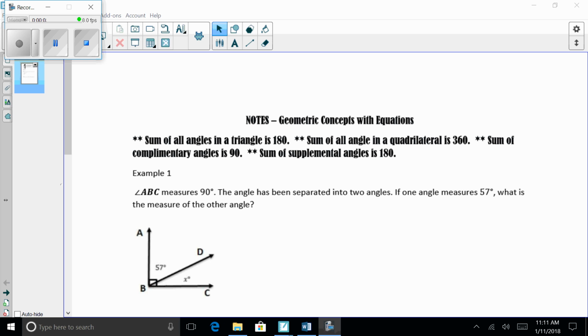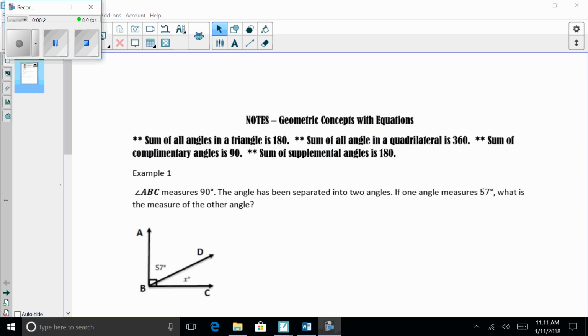Today your notes are going to be over geometric concepts with equations. So we're going to be dealing with equations, but now we're going to be bringing in shapes and angles and things like that. So you see at the top of your note page, it gives you some important points you need to remember, such as the sum of all angles in a triangle is 180 degrees. The sum of all angles in a quadrilateral is 360 degrees.